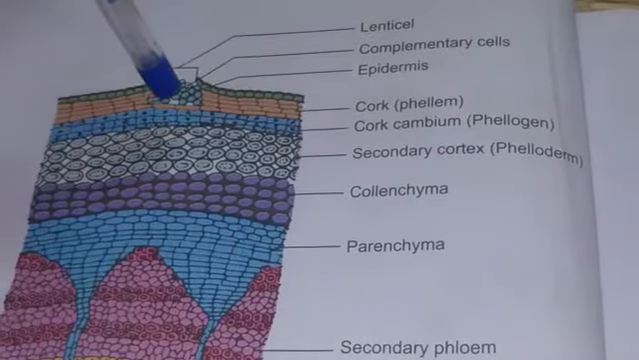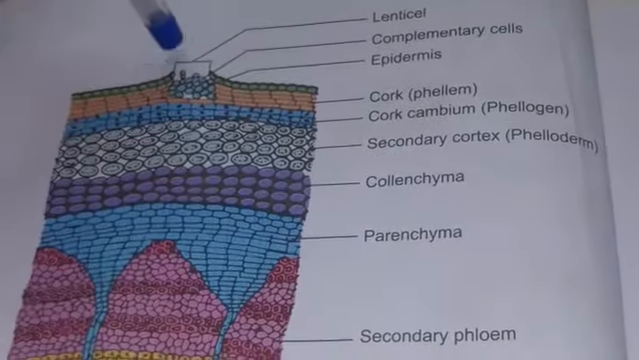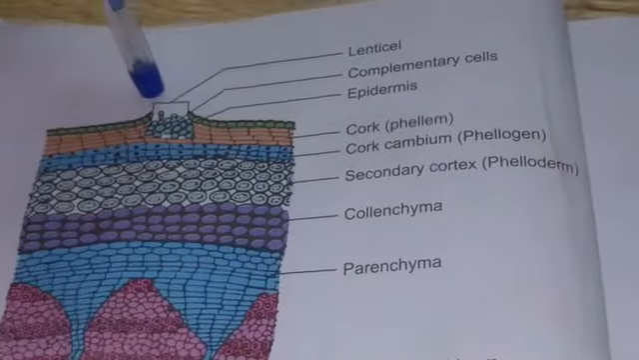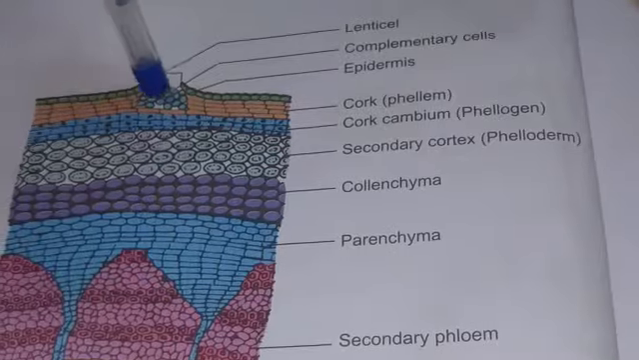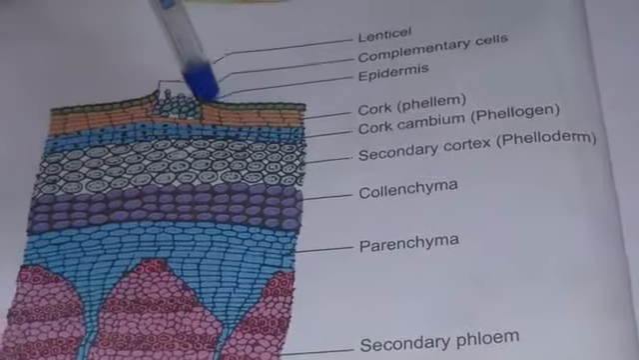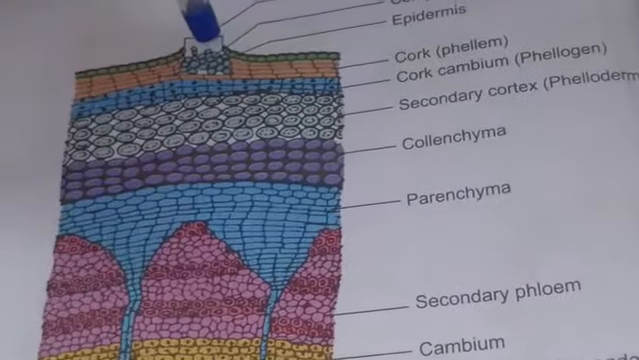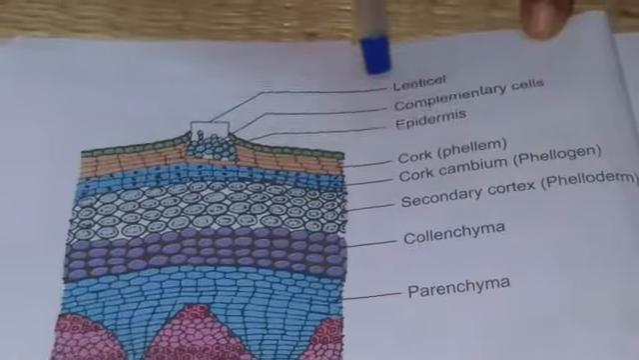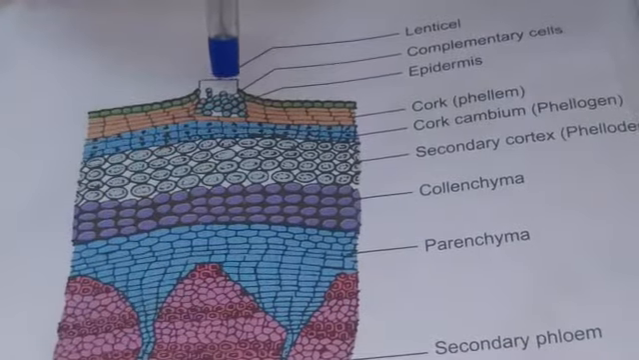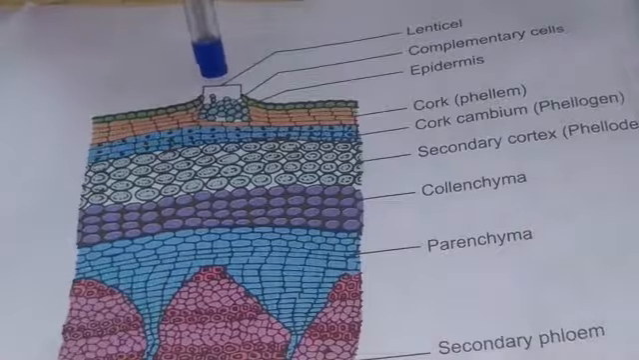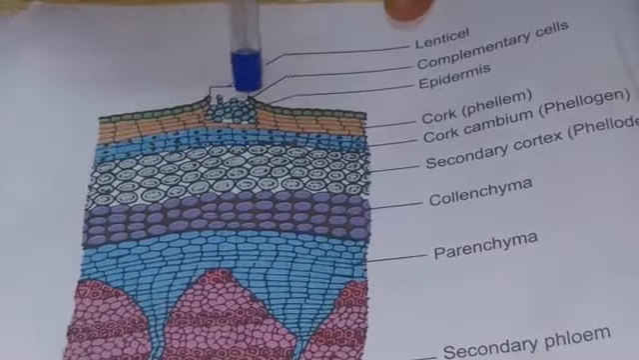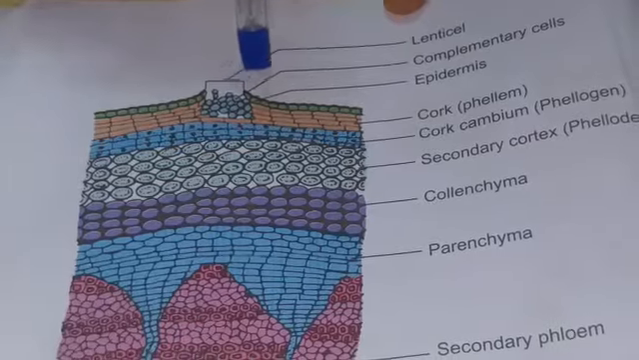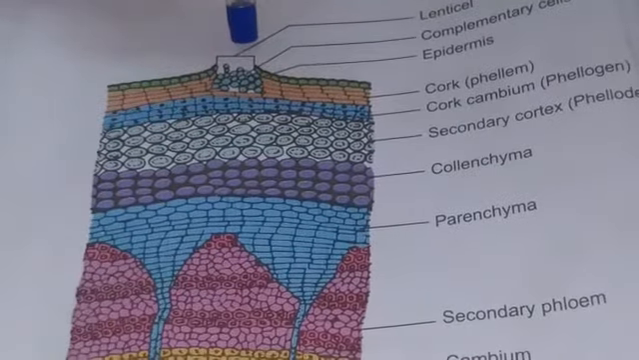Transverse section of secondary growth in a two-year-old plant. The following parts are present in the plant. First is the epidermis, which is the outer layer. It is made up of a single layer of parenchyma cells. In this secondary growth, lenticels are present. The lenticel is a small, minute opening which is present in the epidermis, stem or bark of the plant.